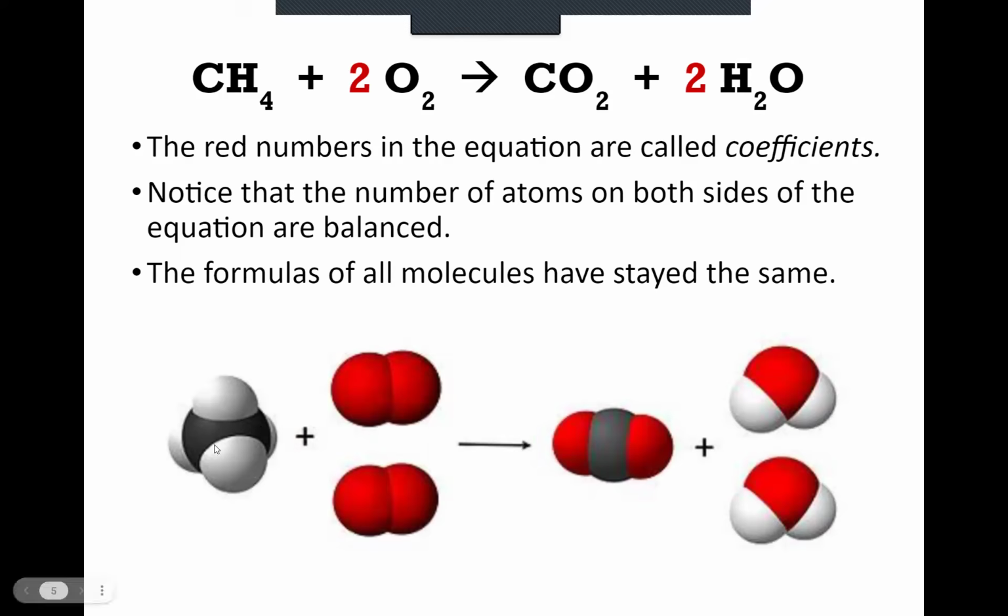The C is represented with a black sphere. There's white spheres representing hydrogen and red spheres representing oxygen. If you count up the black spheres, there's 1 on the left side of the arrow and 1 on the right. If you count up the total number of white spheres, there's 4 on the left and 4 on the right. If you count up the total number of red spheres, there's 1, 2, 3, 4 on the left, and 1, 2, 3, 4 on the right. Everything is balanced and everything has a proper formula.